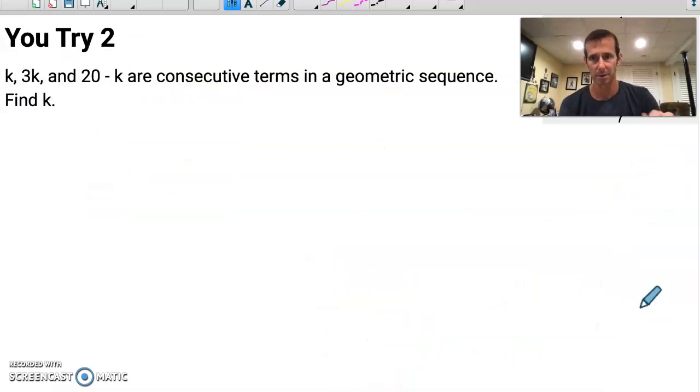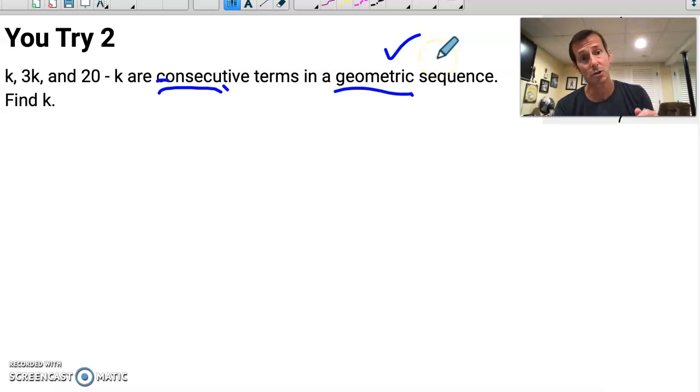Now you're going to try one similar. You've got 3 terms. They are consecutive. And I'm telling you it's geometric. That's important to know. So you know the common ratios have to be equal. If I told you it's arithmetic, you know the common differences would be equal. So you've got to read those closely to tell which sequence I'm giving you. So pause this video and try this thing out.